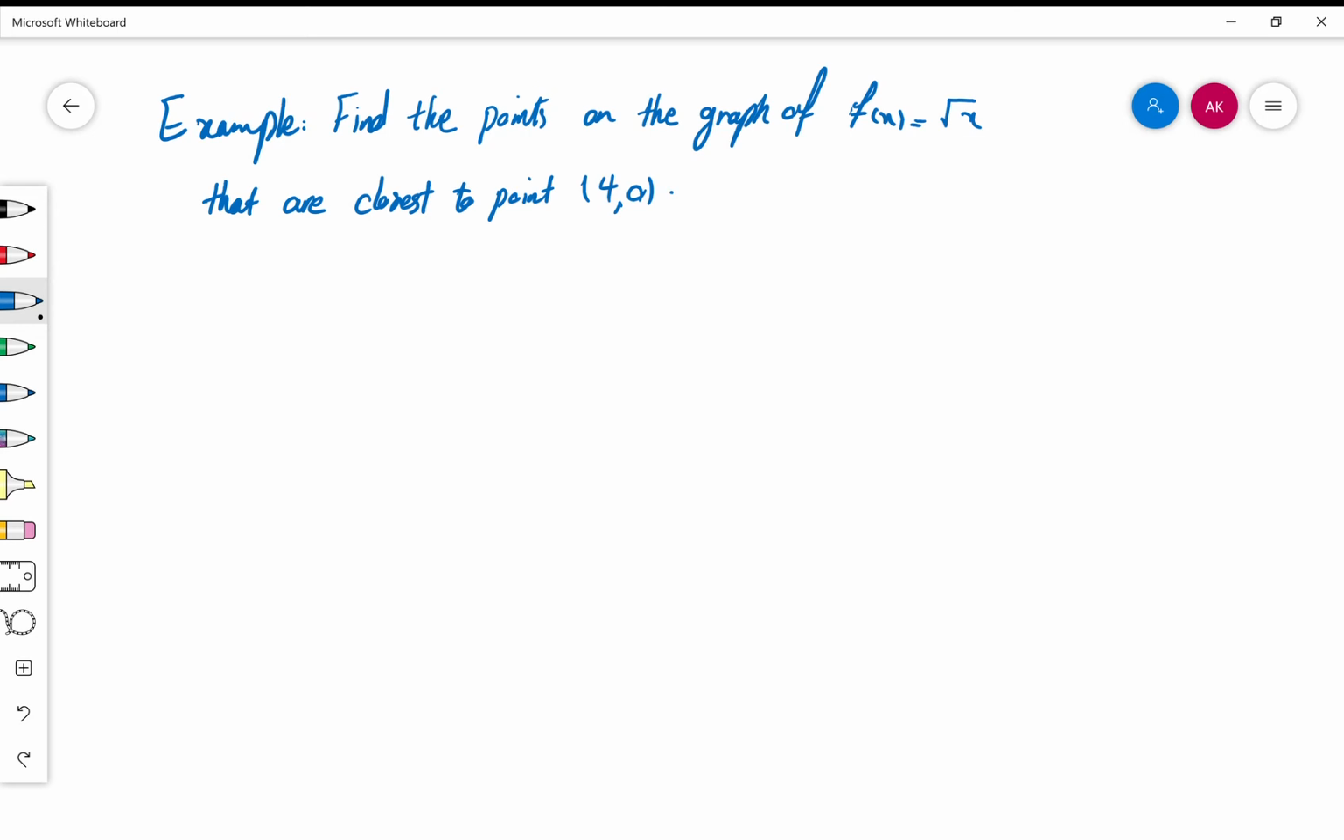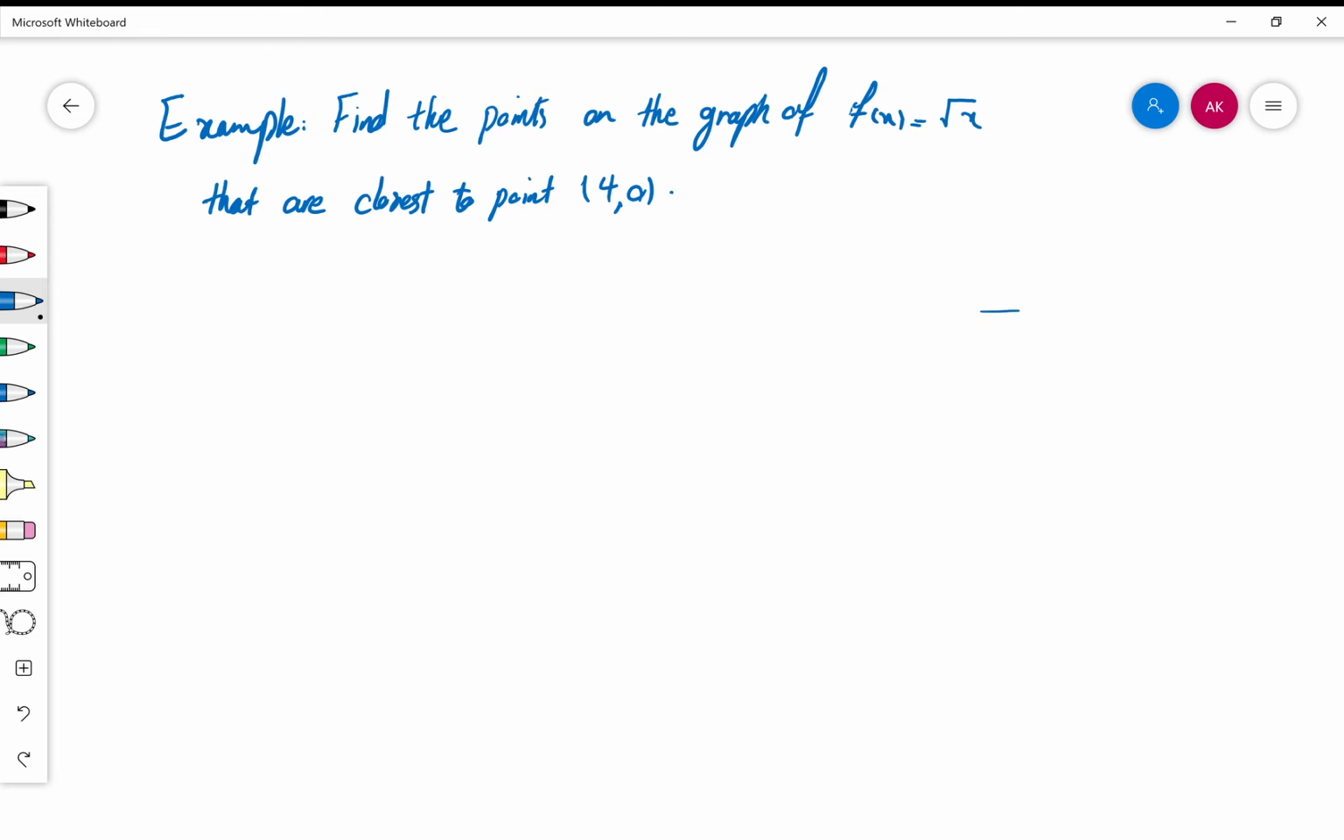Okay, let's do an optimization problem. We are trying to find a point or points on the graph of f of x equal to root x, which are closest to the point (4, 0).